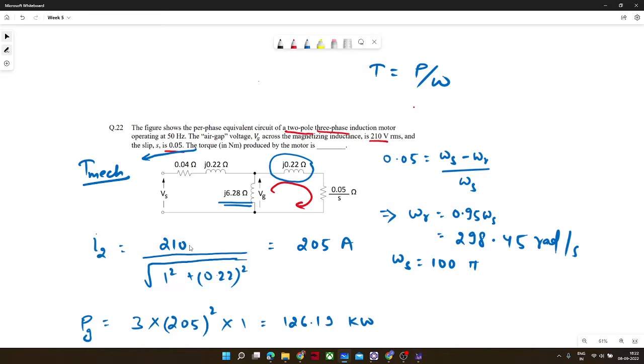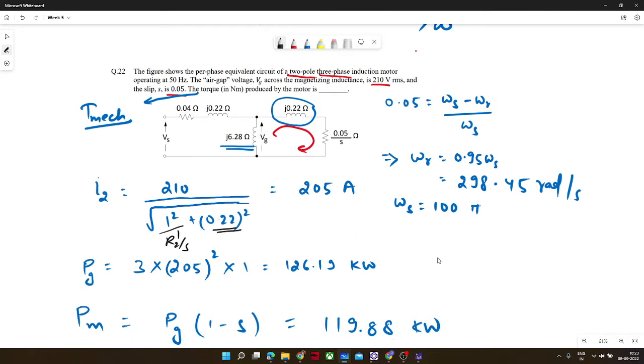I2 I have calculated. That would be nothing but Vg divided by R2 dash by S, that is 0.05 divided by S, and S is also given as 0.05. So 0.05 divided by 0.05 is equal to 1. That's why I have taken 1 here. This is R2 dash by S, and this is X2 dash, which I have taken directly since it was given in the problem.